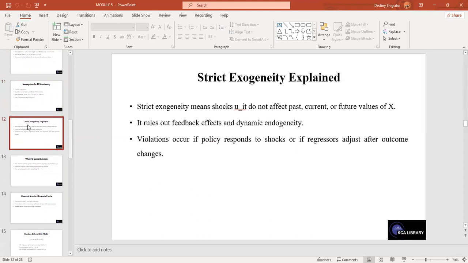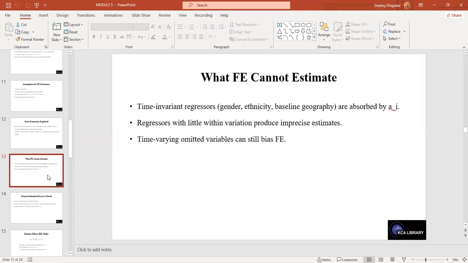Let's look at strict exogeneity explained. Strict exogeneity means shocks U subscript IT do not affect past, current, or future values of X. It rules out feedback effects and dynamic heterogeneity. Violation occurs if policy responds to shocks or if regressors adjust after outcomes change.